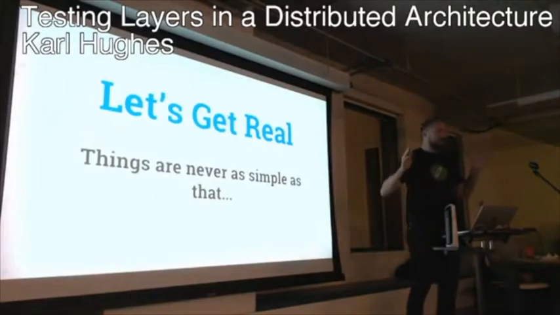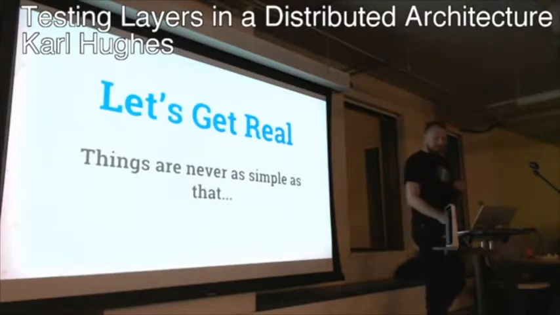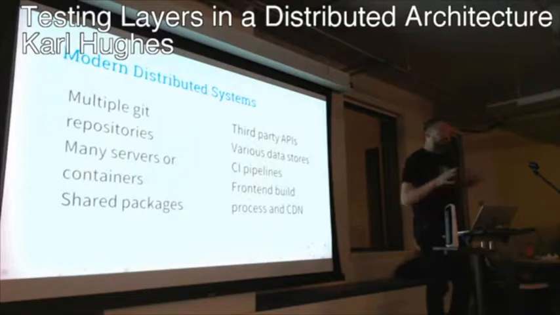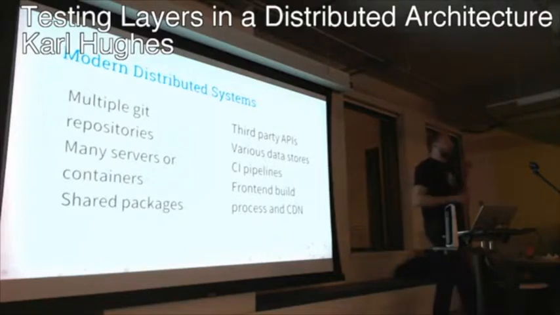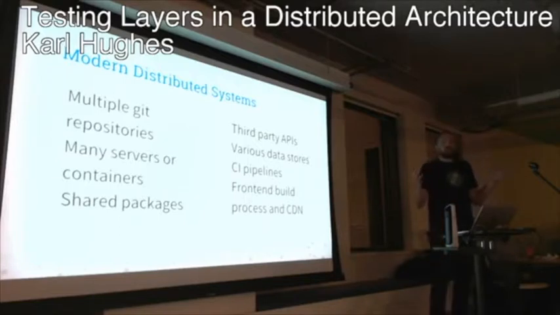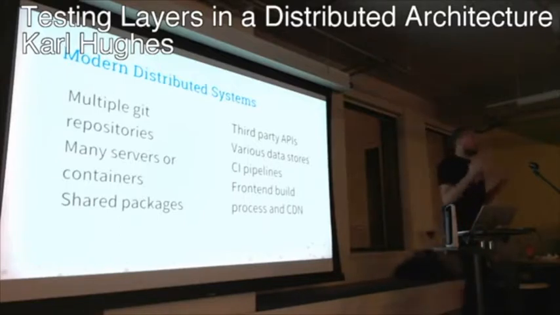So let's get real. We never get to build things that simple. At least once you get out of tutorial 101 mode, things get real complicated real fast. And it's also fun. So some things you may deal with in a distributed system: we're going to have multiple repositories where code is stored. Maybe they're stored in completely different organizations, whatever. We've got a bunch of servers or a bunch of containers across a bunch of servers.